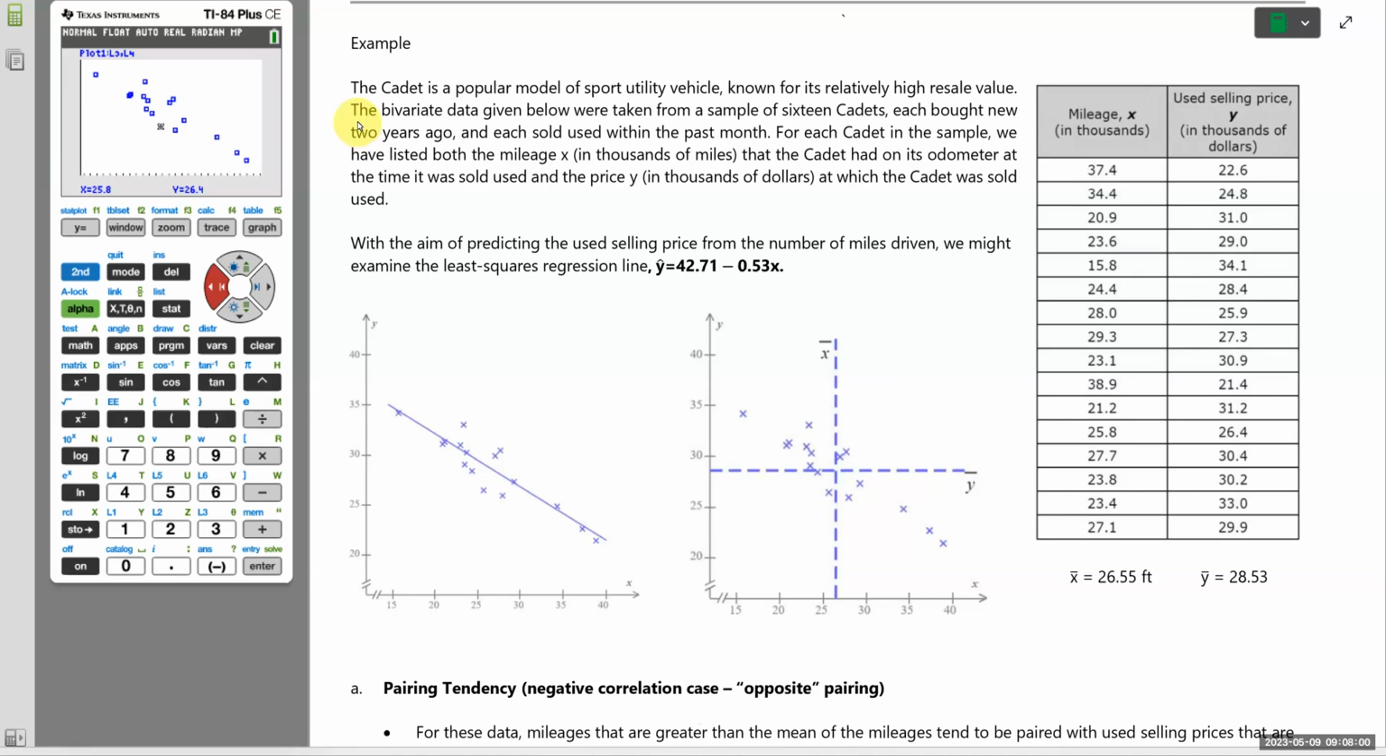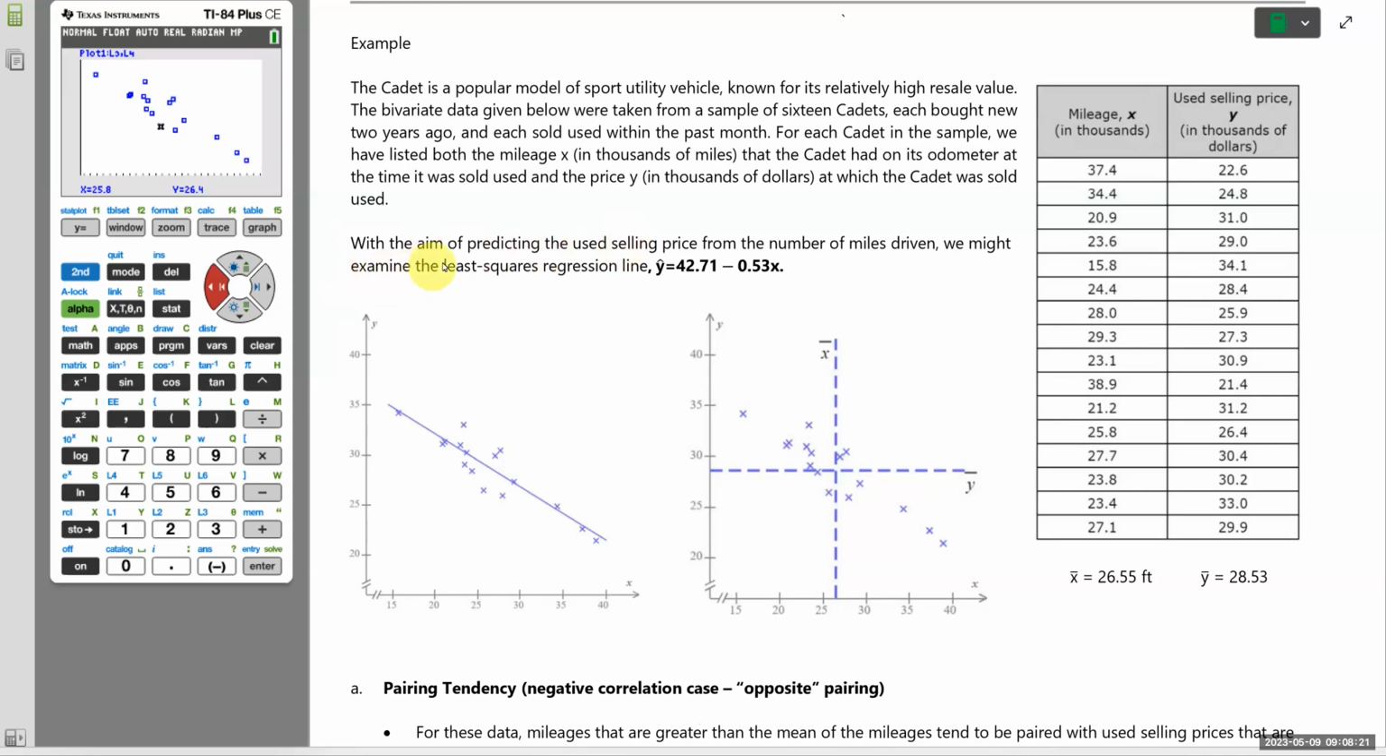For each Cadet in the sample, we've listed both the mileage in thousands of miles that the Cadet had on its odometer at the time it was sold used, and the price in thousands of dollars at which the Cadet was sold used, with the aim of predicting the used selling price from the number of miles driven.